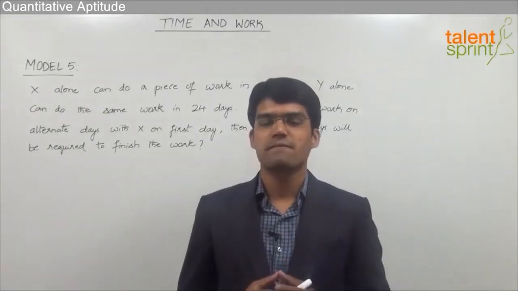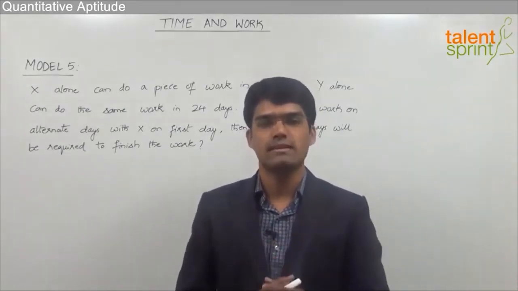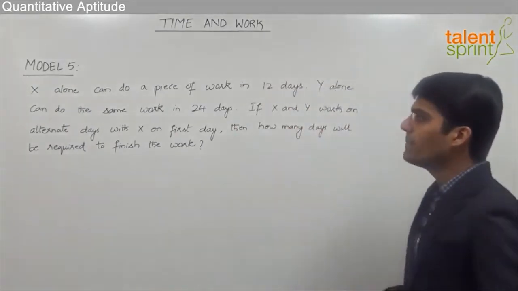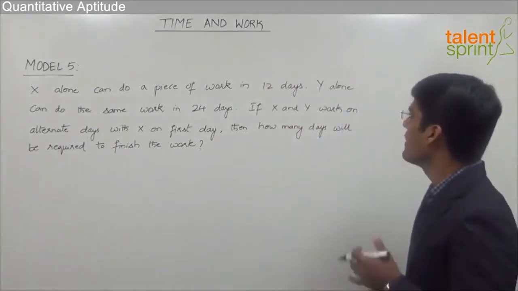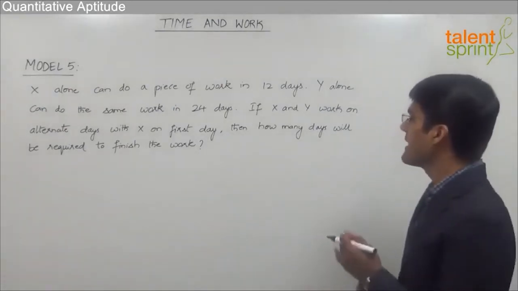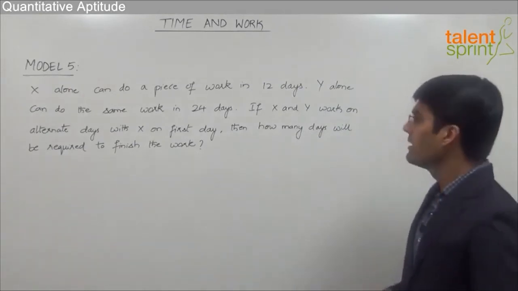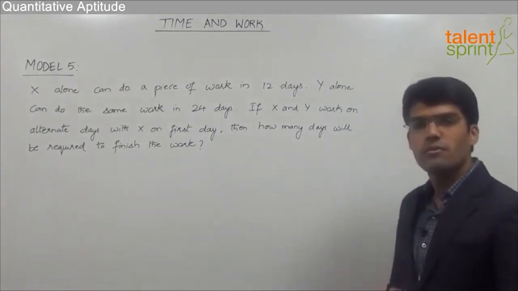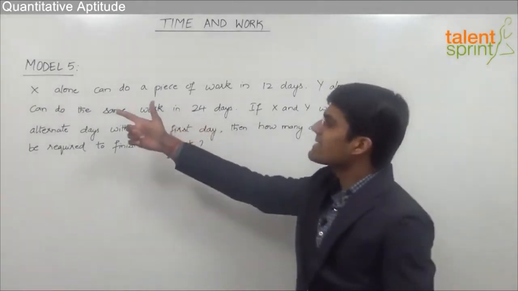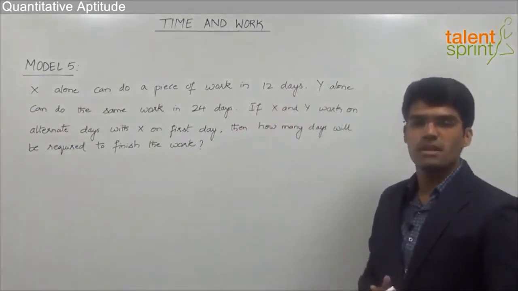Let us now discuss the fifth model from time and work, which is based on people working on alternate days. Let us look at the question here. X alone can do a piece of work in 12 days. Y alone can do the same work in 24 days. If X and Y work on alternate days with X on first day, then how many days will be required to finish the work? So that's a very simple question where he says X alone can do the work in 12 days and Y alone will do the same work in 24 days.